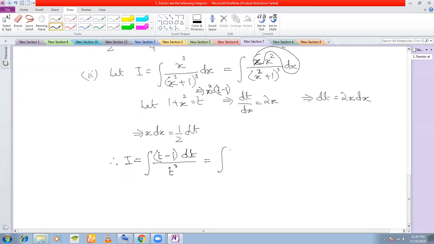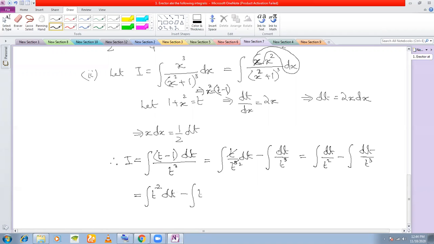You separate, you get t by t cube dt minus integral dt by t cube. So this t and this cancels. So you're getting integral dt by t square minus integral dt by t cube. Now apply the formula. This is integral t to the power of minus 2 dt minus integral t to the power of minus 3 dt.